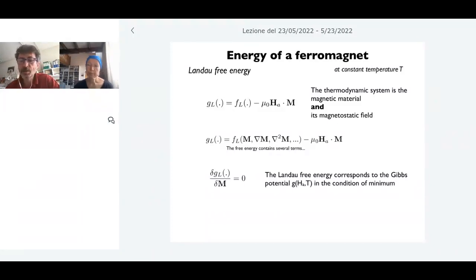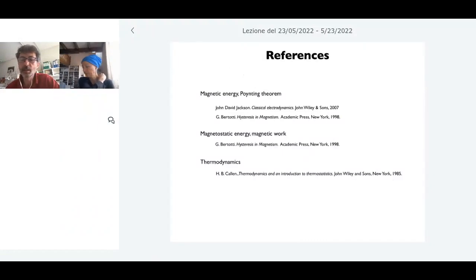Okay, so this we have to say in order to complete, and here is what you can read. For magnetic energy and the Poynting theorem, you find it in the book of Jackson, and again in the book of Bertotti. The part on magnetostatic energy and magnetic work I've taken from the book of Giorgio Bertotti. Very, very well done. For thermodynamics, I can suggest the book of Callen, which is a very simple and basic, but very complete introduction to thermodynamics, and I think the last edition also contains a part on magnetic materials.